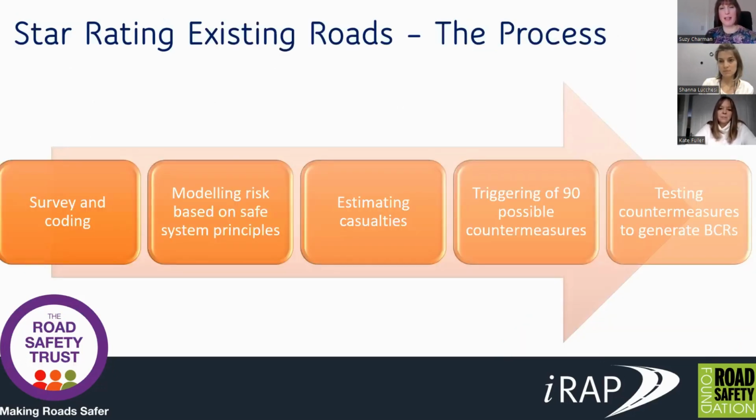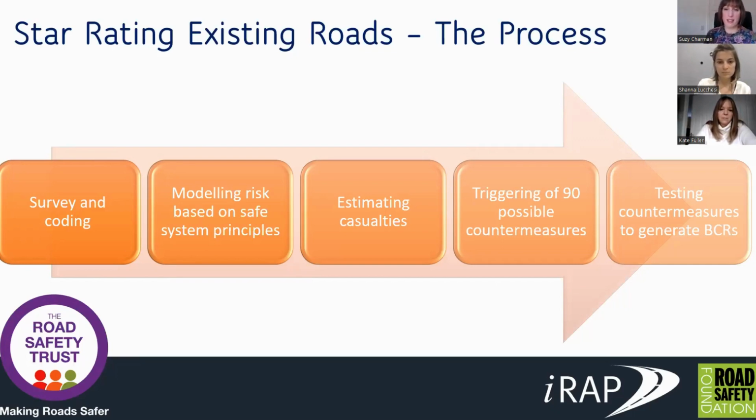Broadly speaking, the process in iRAP is that we undertake a survey and coding. The survey is video data that's captured or harvested, and then the coding is done by an iRAP accredited coding team. And the data that's generated are used to model risk based on safe system principles. From this, fatal and serious casualties are estimated, and then the model triggers countermeasures that are likely to address the type of risk detected. It's based on a set of logical algorithms. For example, in simple terms, if there's a curve and a tree at the roadside, remove or protect the tree, that sort of thing. Then the countermeasures are tested in terms of their casualty reduction potential to drive an economic appraisal of the measure, providing the cost of implementation versus the monetary benefits of saving lives and serious injuries.